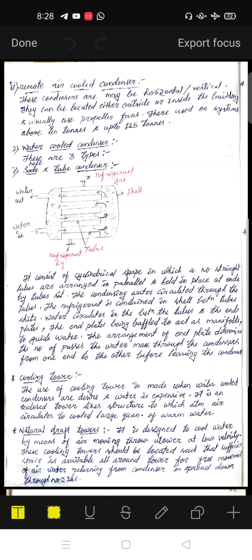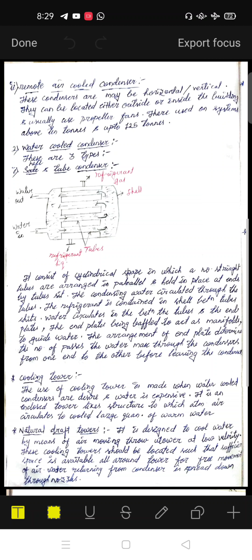So next type is the water cooled condensers. Water cooled condensers are basically three types, but you have to study only one type, that is the shell and tube type condenser. So you correct this one. This will be the shell and tube condenser. Okay, just see the diagram.